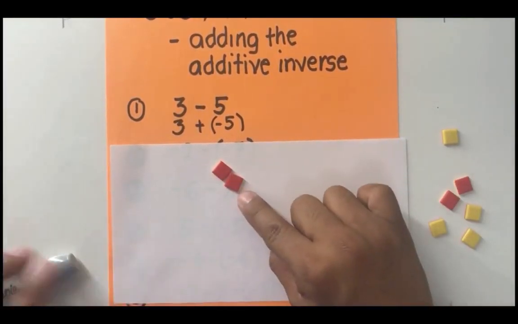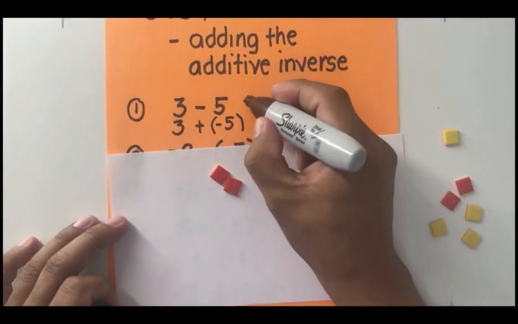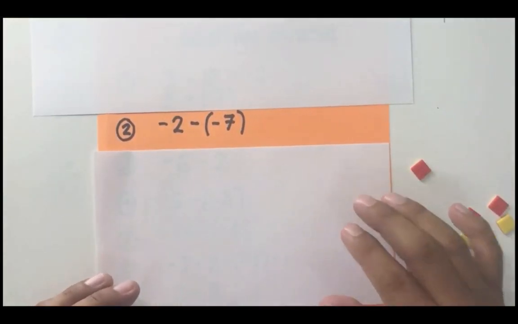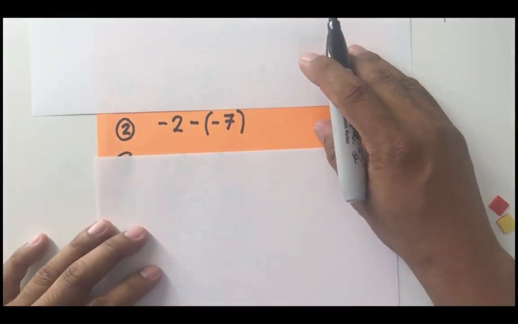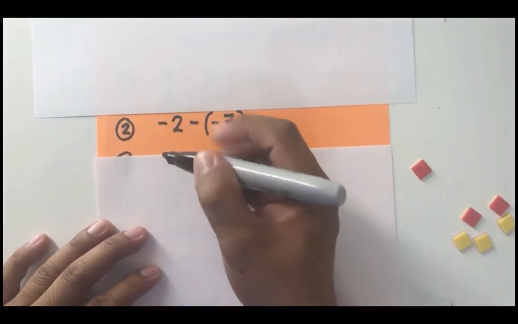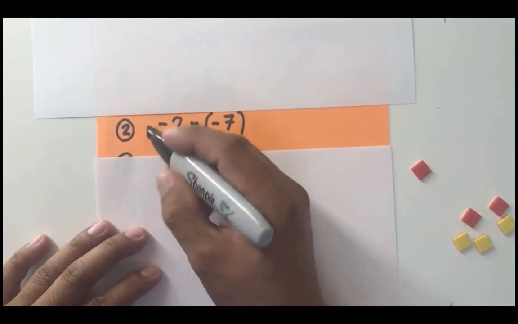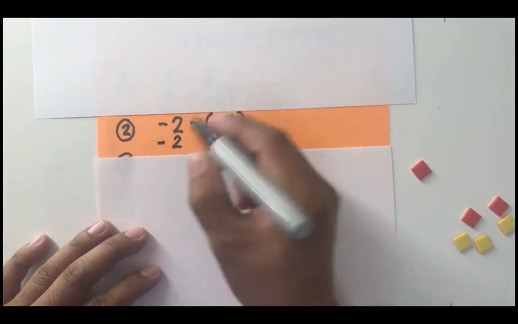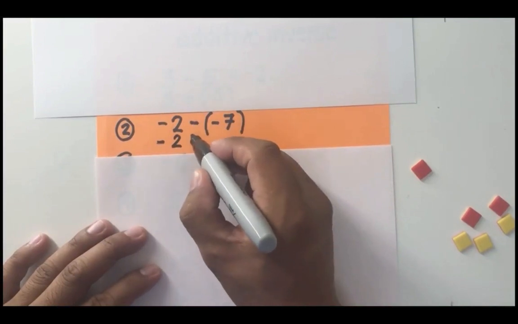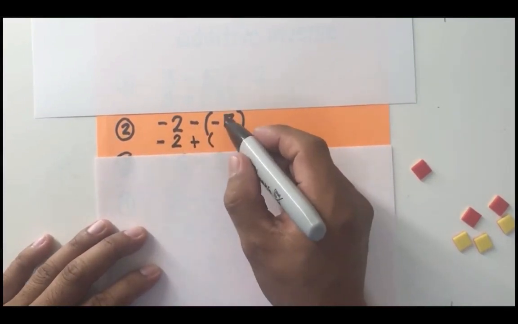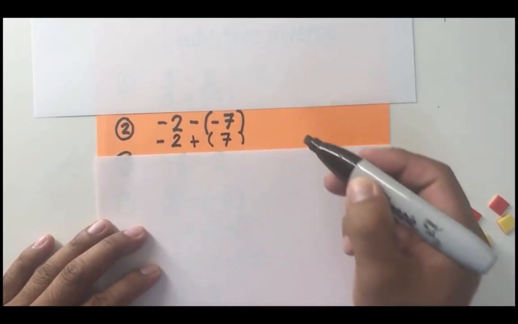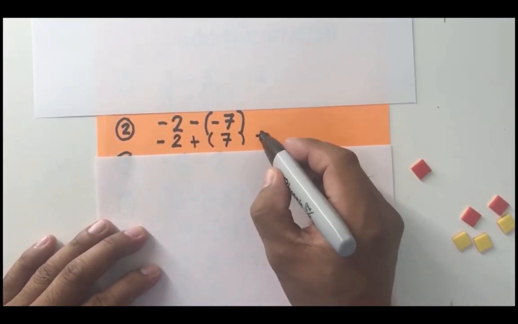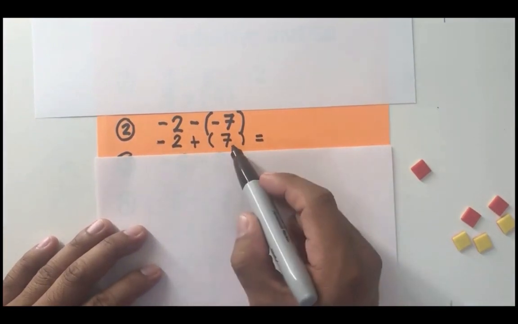So the answer is negative 2. Next, if you have negative 2 minus negative 7, again, the process is to convert them to addition. So copy the first number, negative 2. Change the subtraction operation to addition, and get the additive inverse of the subtrahend from negative 7 to positive 7. And you get here, negative 2 plus 7.